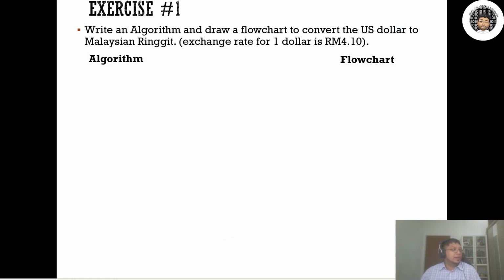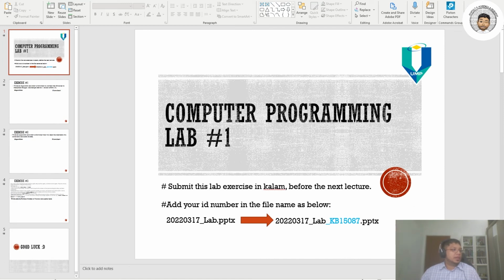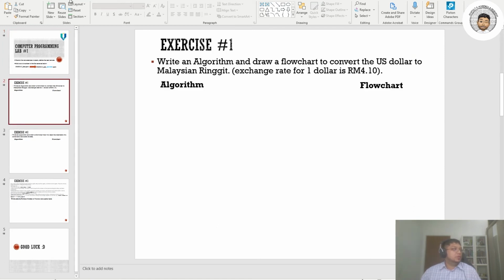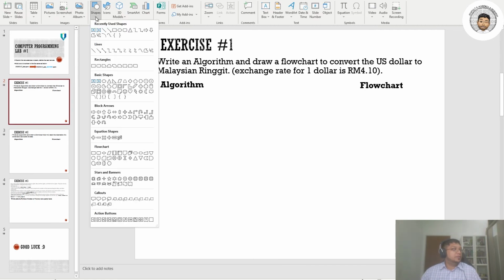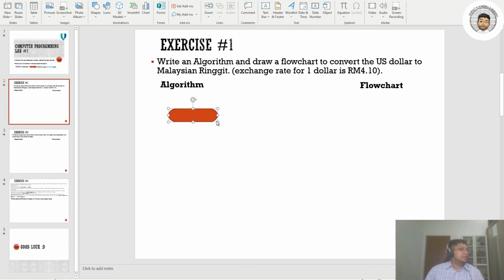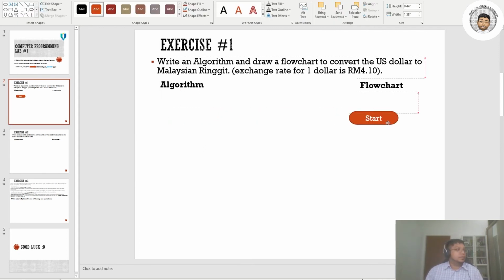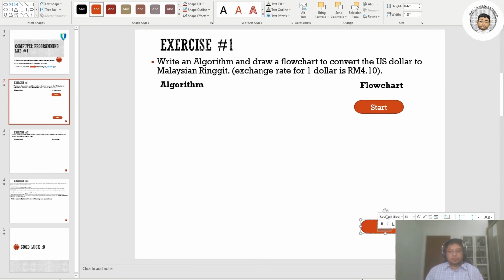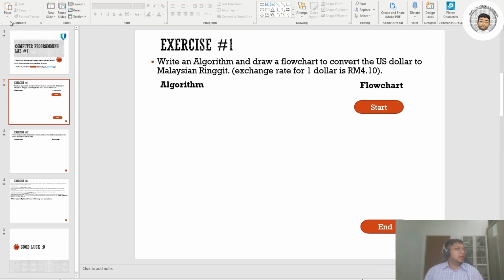Okay, it's an easy one. Write an algorithm and draw a flow chart. The flow chart is a simple one. If you want to do the flow chart, from shape you have this flow chart section. You choose oval first. Oval, terminator. Yes, terminator. So you have this start, and copy to end.